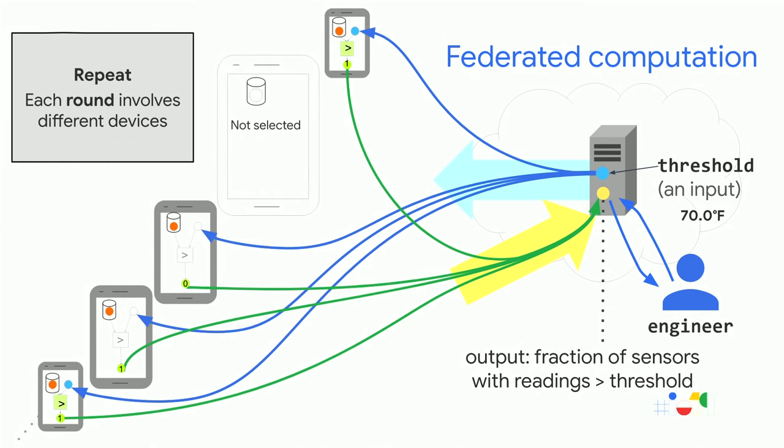In practice, what we've just shown is a round of computation. The server will repeat this process multiple times to get a better estimate to the engineer's question. It repeats this multiple times because some devices may not be available at the time of computation, or some of the devices may have dropped out during this round.